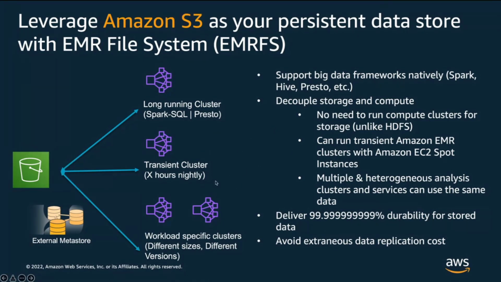So the way of using a transient cluster is that you can decouple storage and compute. You can run your transient EMR cluster with Amazon EC2 Spot instances. You can have multiple and heterogeneous analysis clusters, and the services can use the same data. Basically, all the data will be served in Amazon S3.